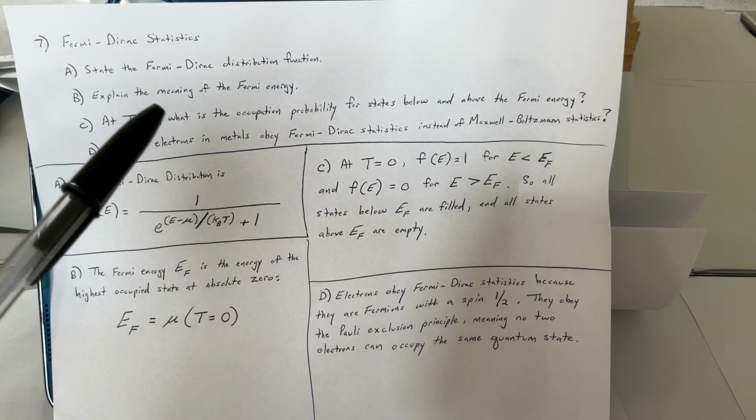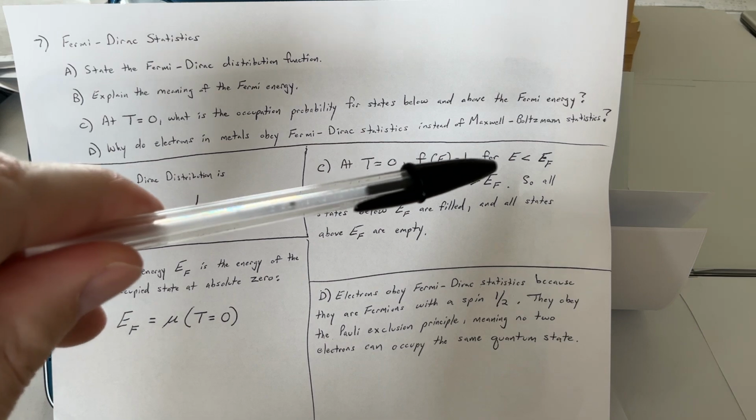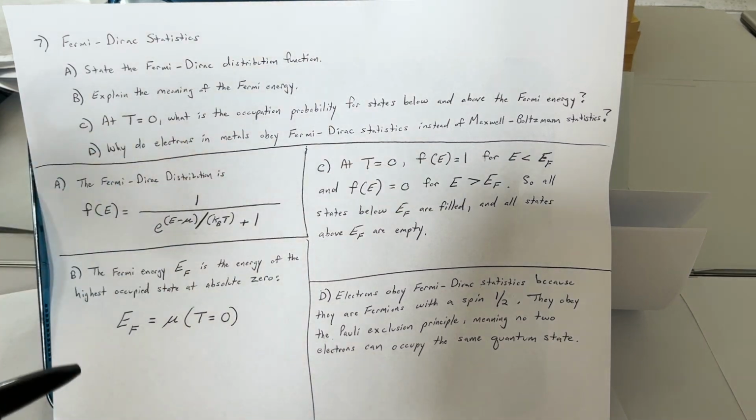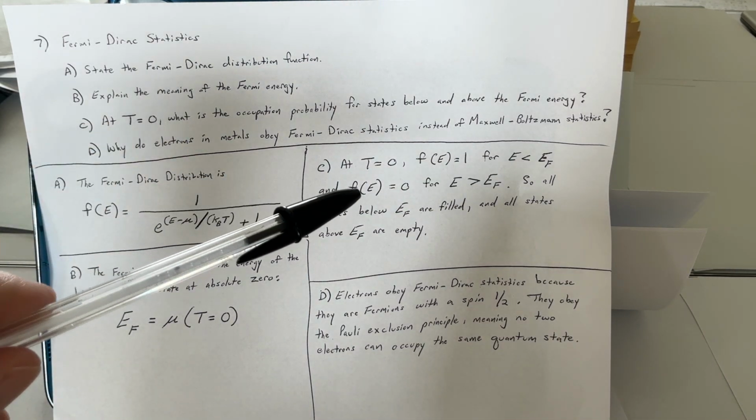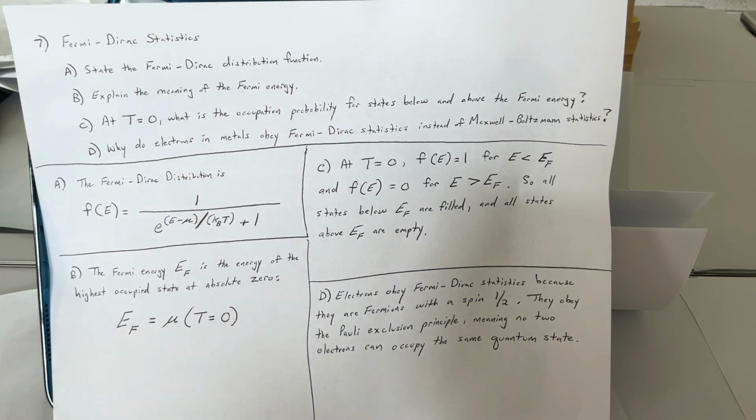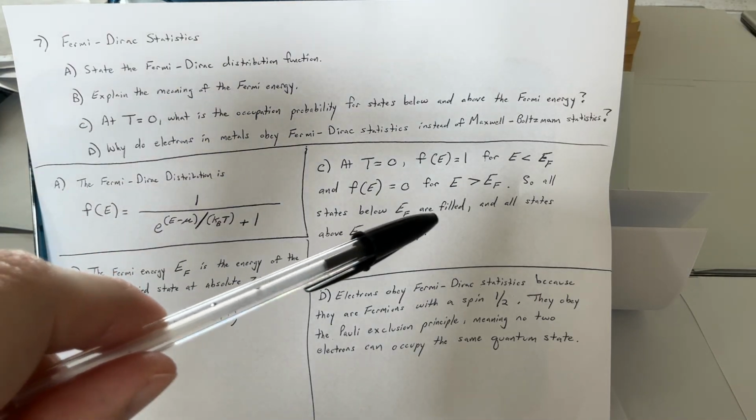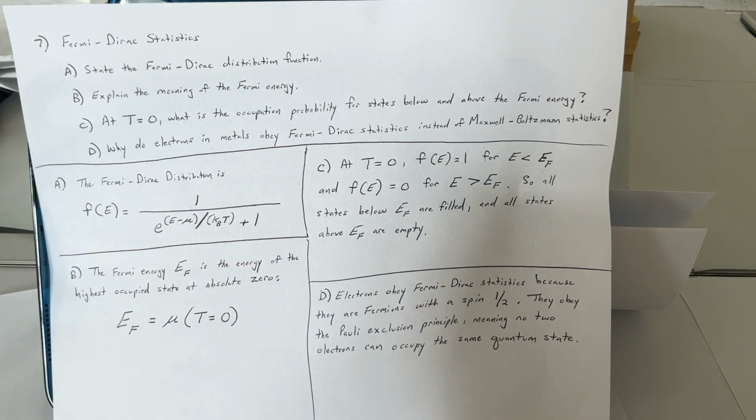Part C, at T equals 0, what is the occupation probability for states below and above the Fermi energy? At T equals 0, f of E is 1 for E less than E sub F, and f of E equals 0 for E greater than E sub F. So all states below E sub F are filled, and all states above E sub F are empty.